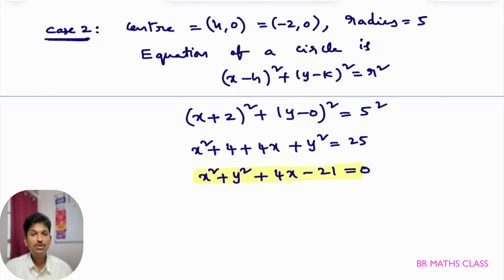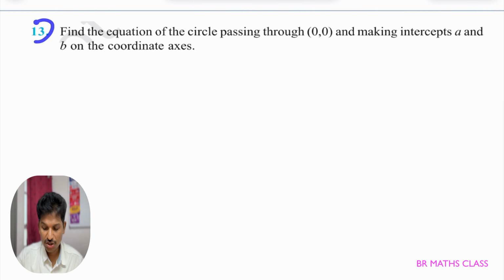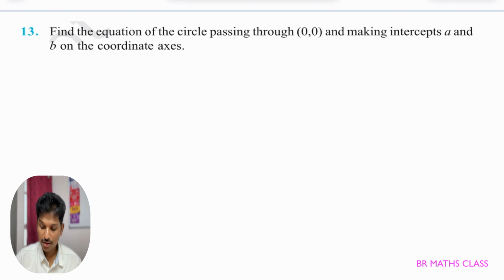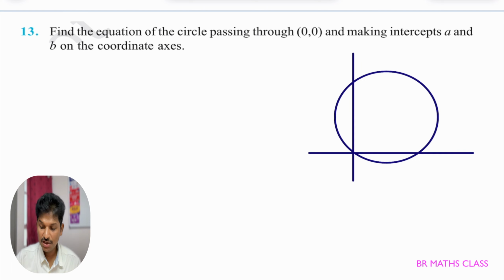I hope you understand this solution. Now observe question number 13. What are they asking? Find the equation of a circle passing through 0 comma 0, making intercepts a and b on the coordinate axes. To explain this question, I'll draw the diagram. In the question, they mention that the circle passes through 0 comma 0. You see here, this circle is passing through 0 comma 0. Here, making intercepts a and b on the coordinate axes.